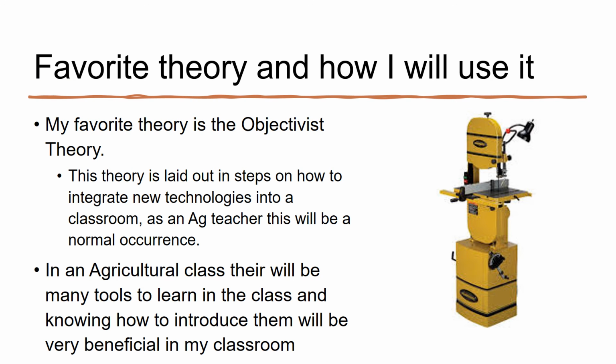So then my favorite theory is actually the objectivist theory. This theory in our book, if anyone has found it, is laid out in a fun little 4-point, I want to call it a web, but I don't know if that's really what it's called. It's like 4 points that point into one big point in the middle, so it's actually 5 bubbles. But it lays out kind of how to introduce new things to students.